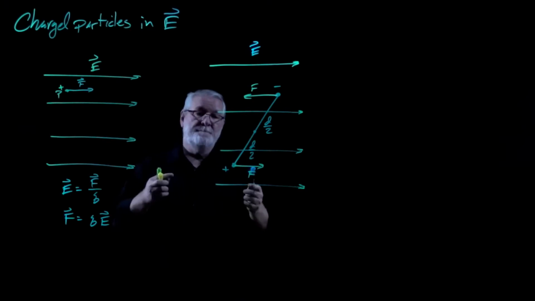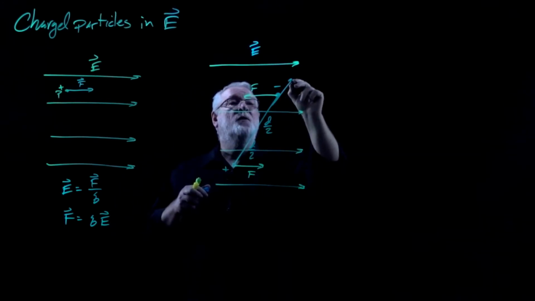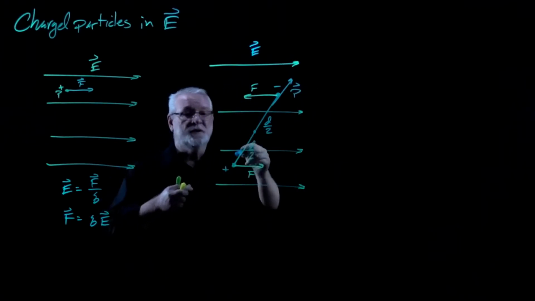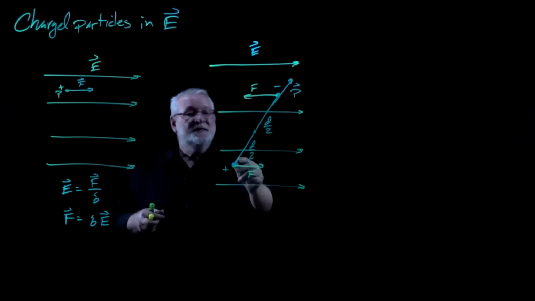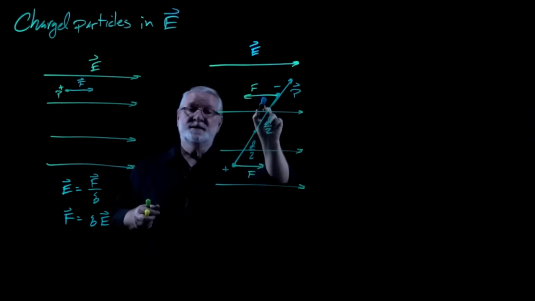Now let me mark the electrical moment of the dipole. Remember, the moment points in this direction. It has the vector magnitude p, which is equal to the size of the charge at each end times the length of the distance between them. And it always points from plus to minus.